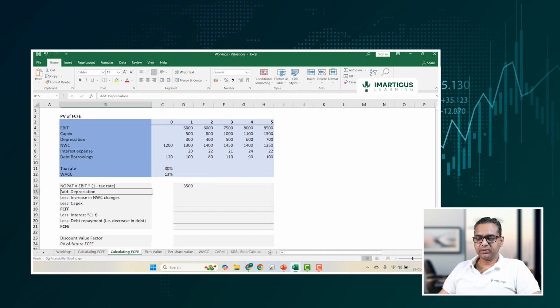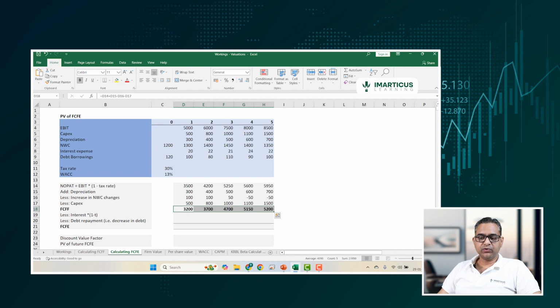We add back depreciation because this is a non-cash expense. We will do less of increase in working capital. So what is the increase in net working capital? This much. And we'll do less of capex. What is capex? This much. So FCFF would be NOPAT plus depreciation minus increase in working capital minus capex. So these are the future free cash flows to the firm based on this data.